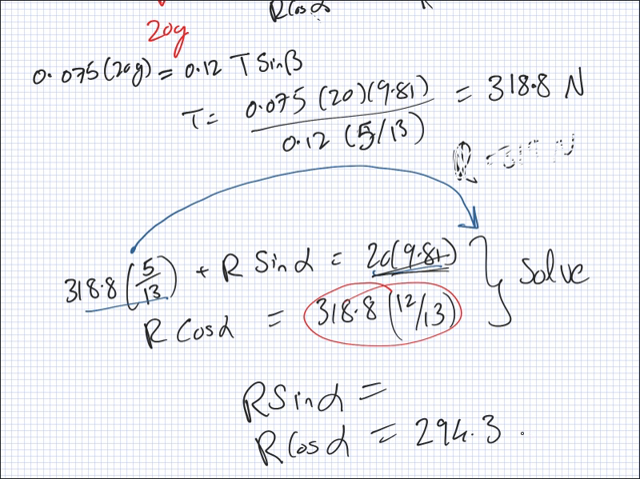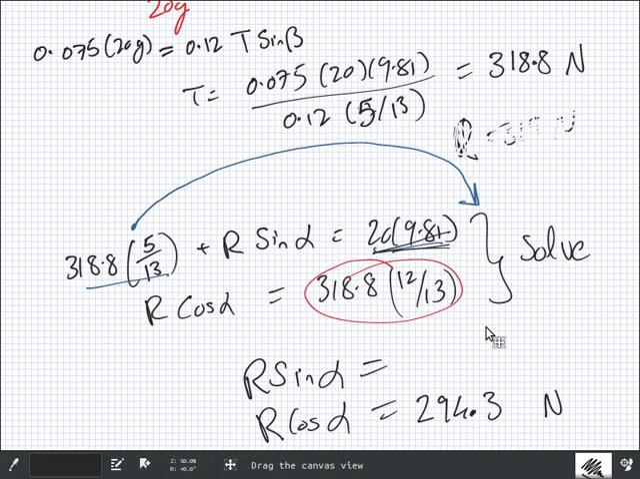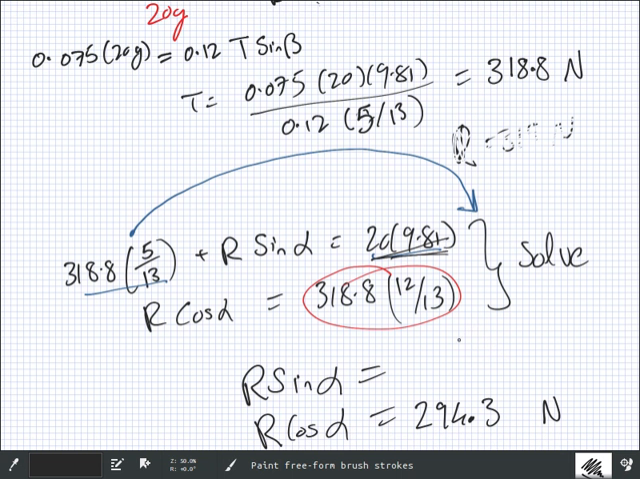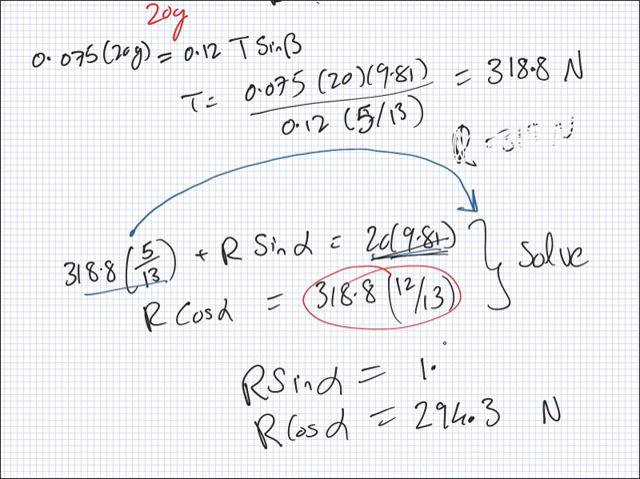294.3. 1.6? I don't think that's right, Ben. Yeah, I don't think so too. Khalifa, did you get an answer? Oh, minus. 73.6. 73.6 newtons. Yeah. Okay, now we need to find R and alpha.